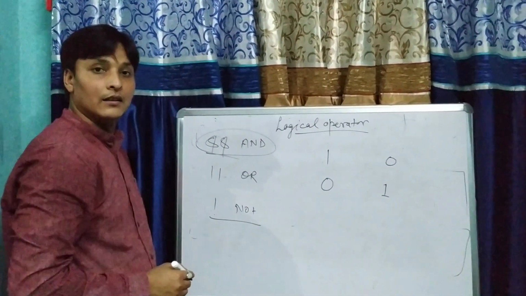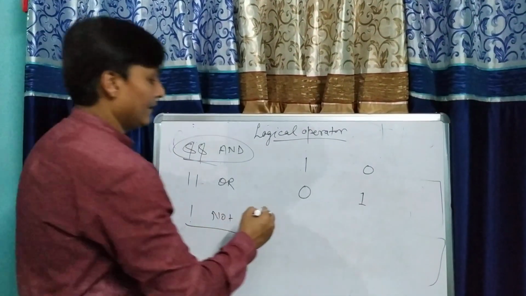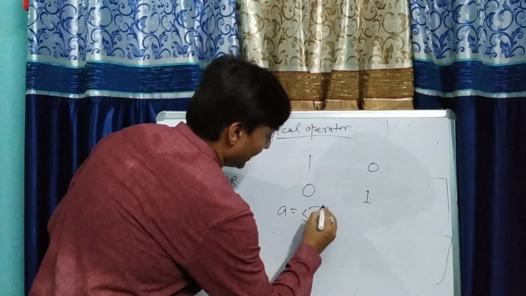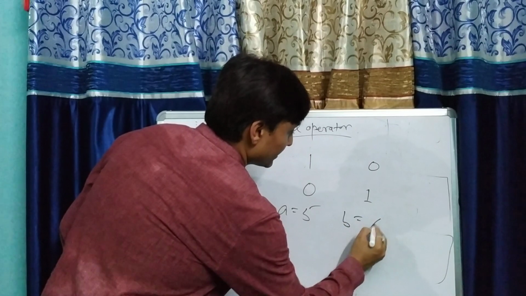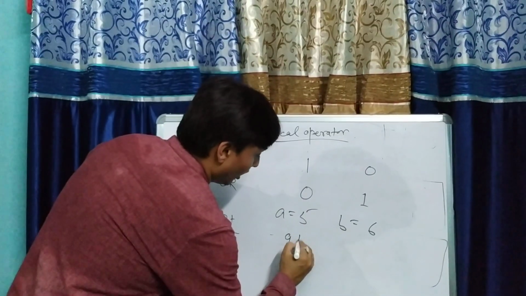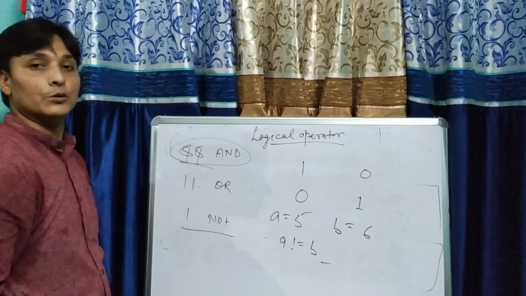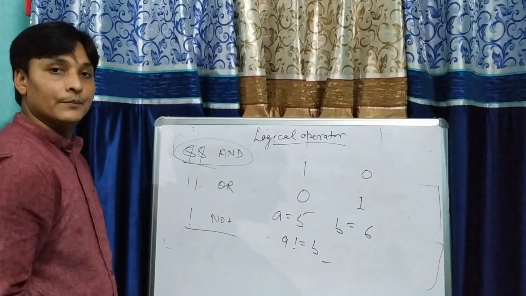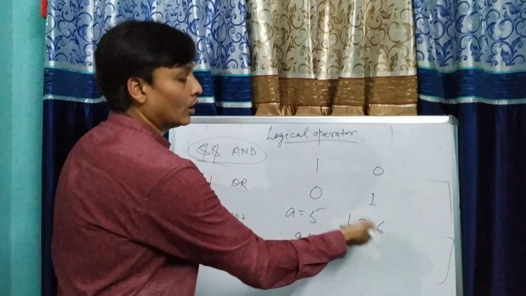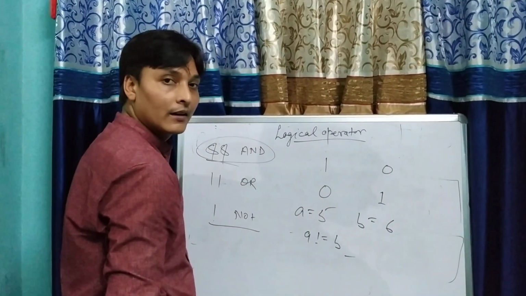Or you can say, if I have given the value of A equal to 5 and B equal to 6, and I write A not equal to B, then the output will be true, because of course A is not equivalent to B.